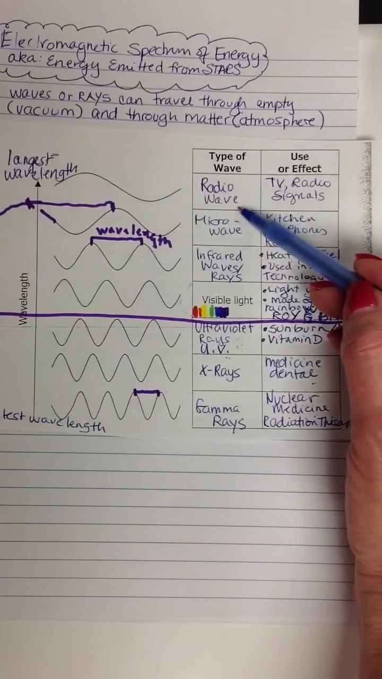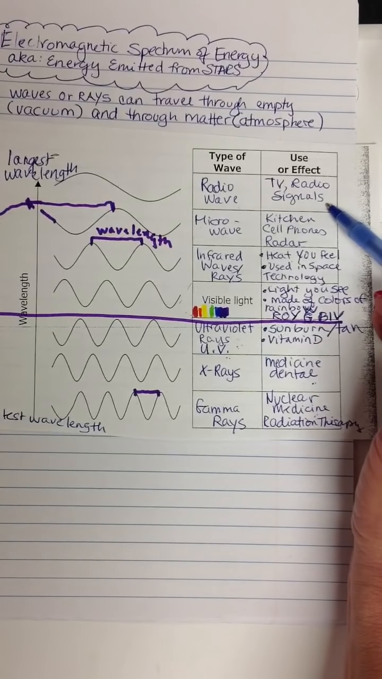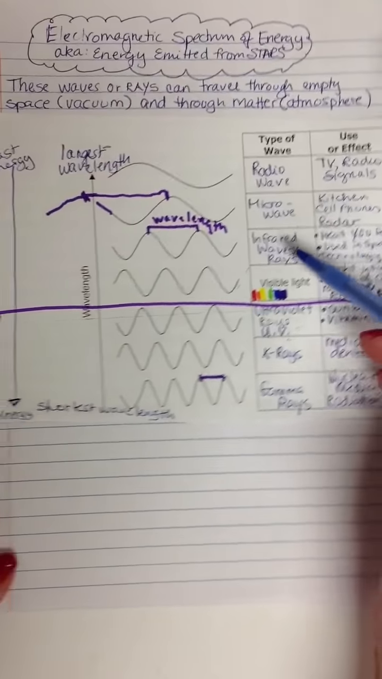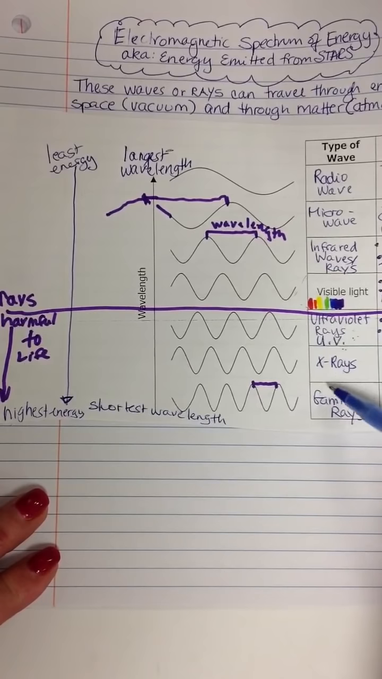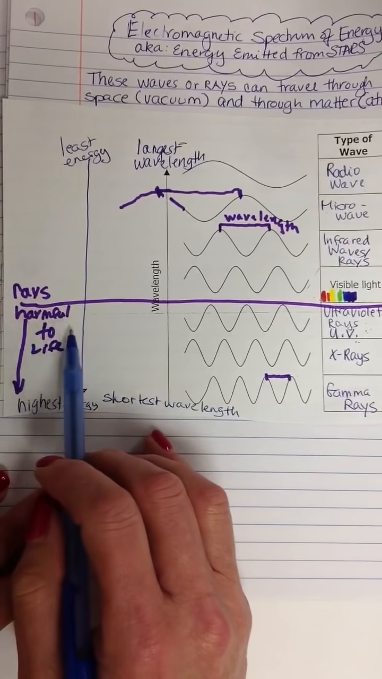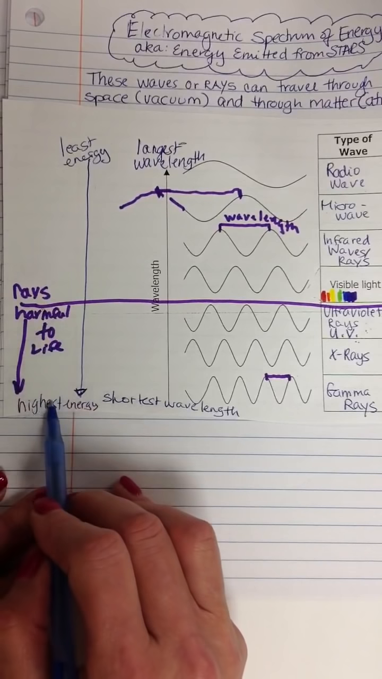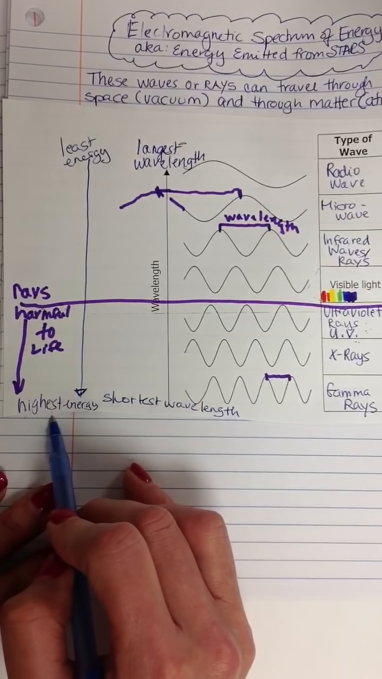Alright, so these are the types of waves, these are the uses or the effects. Like we said, right here starting at ultraviolet light, they get harmful to life. So we don't want to expose ourselves to any more than we have to of these.